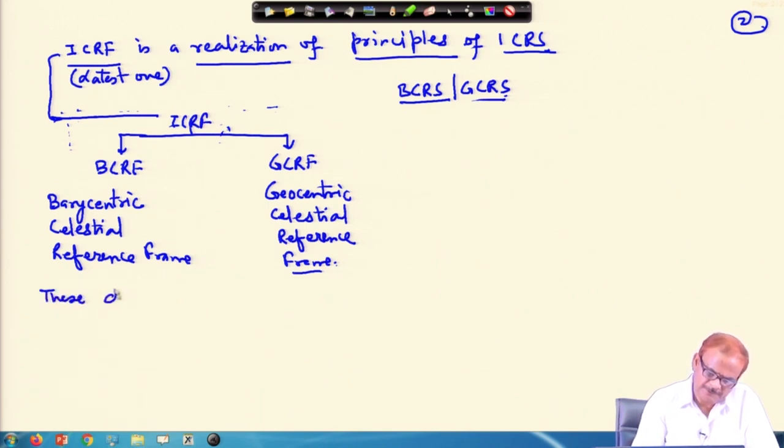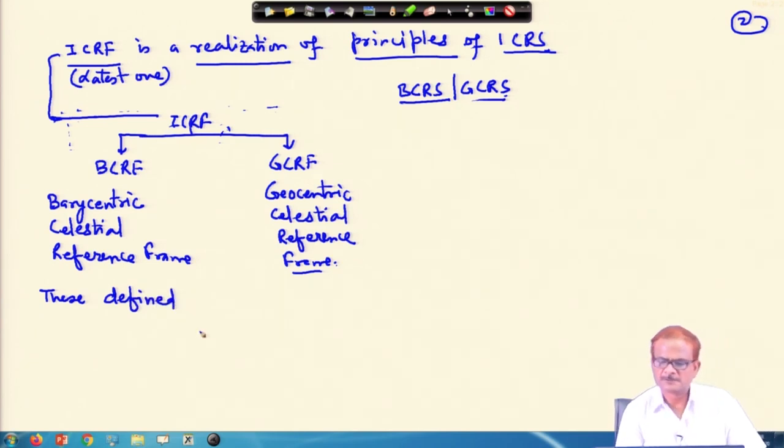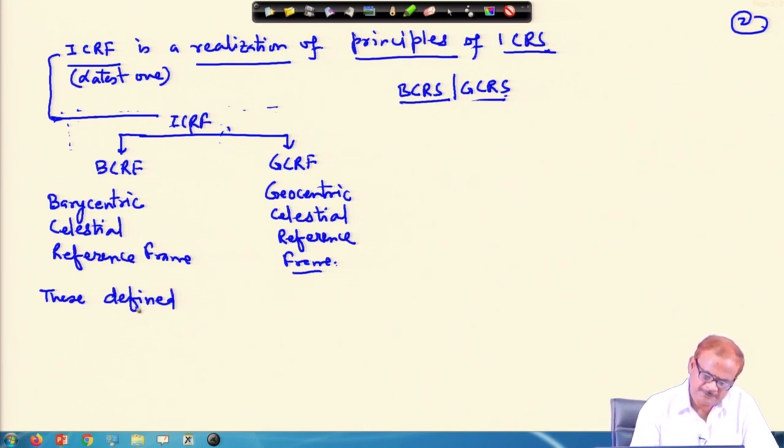These are defined in terms of, if the general relativity becomes important here in the case where large distances are involved. So, BCRF is the barycentric, and as you know, the barycenter is the center of mass of the solar system, and GCRF, the geocentric, is the center of mass of the Earth.